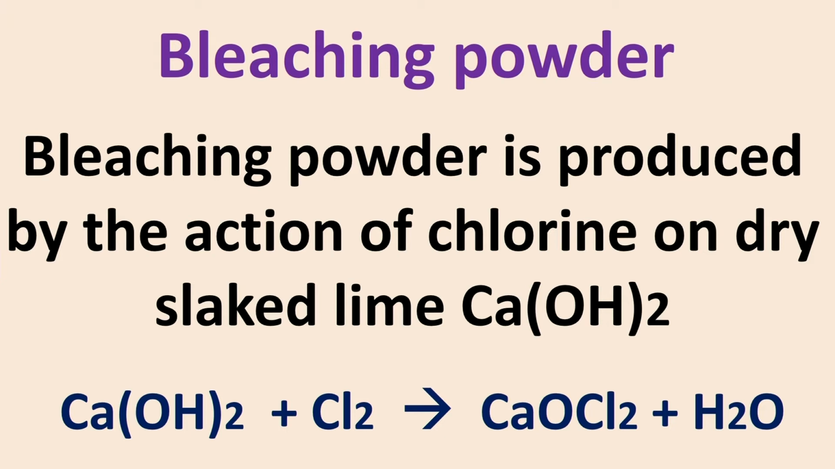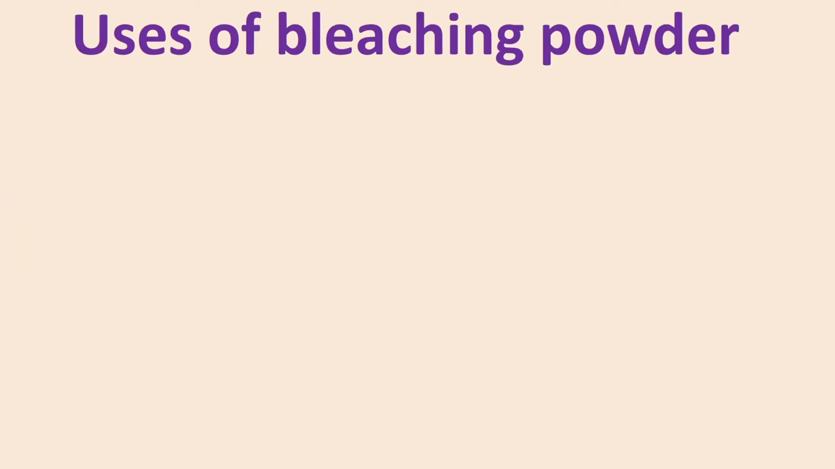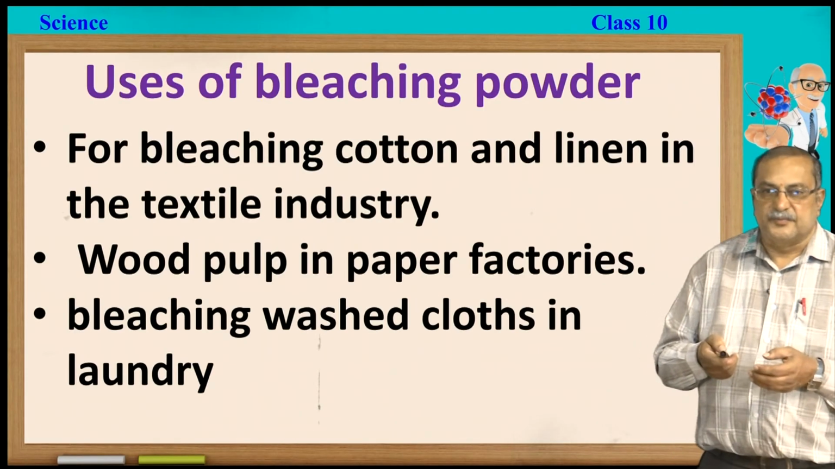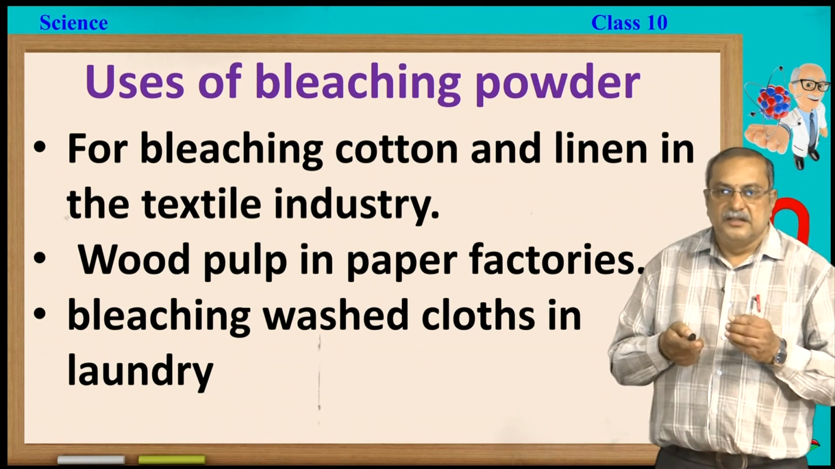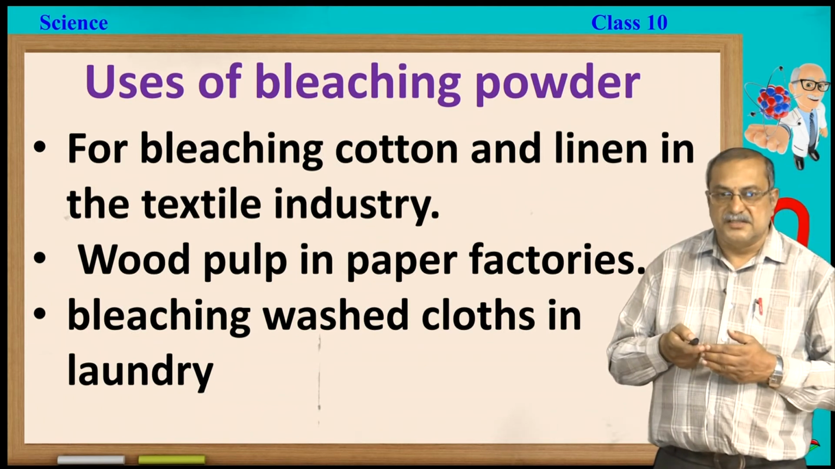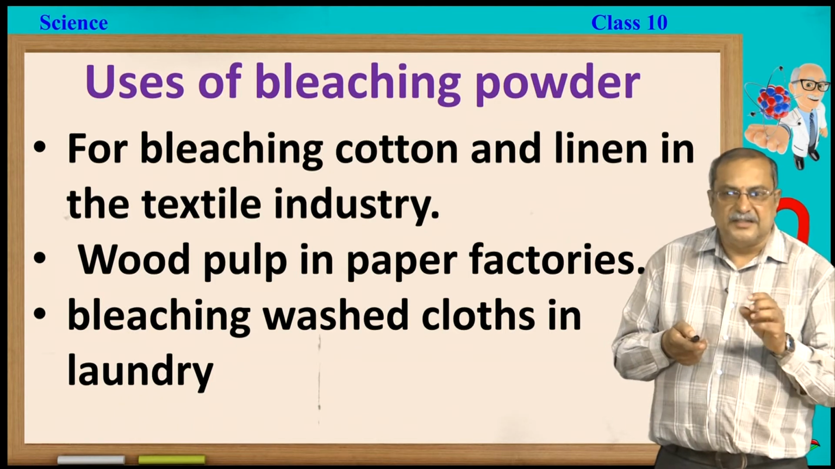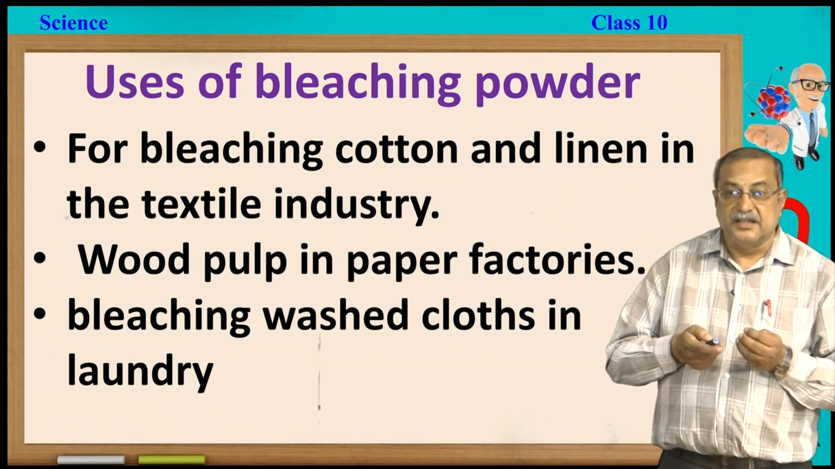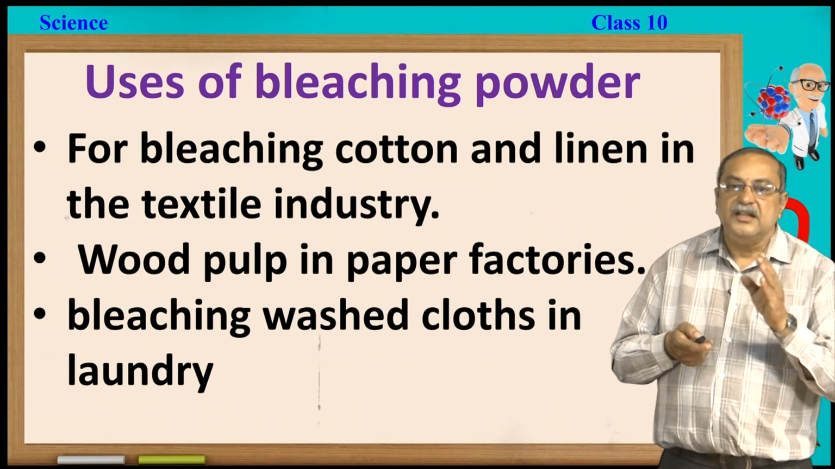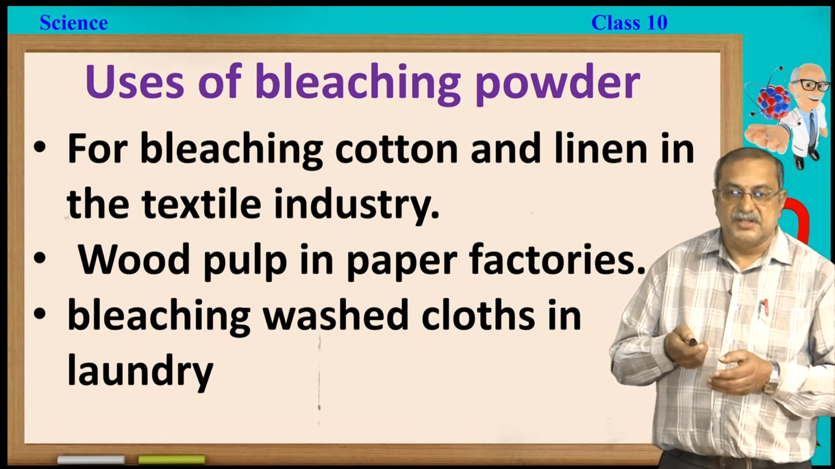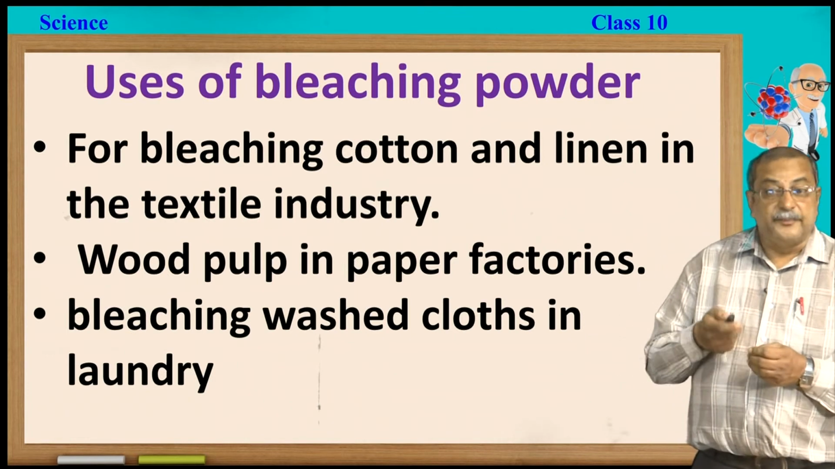So, we use it for bathroom cleaning and all. Not only for bathroom cleaning, it is used for many other purposes. It is used for bleaching cotton and linen in the textile industries. Cotton at the beginning is dark in color, after bleaching it becomes white. Linen in the textile industries and wood pulp in the paper factories are also bleached.